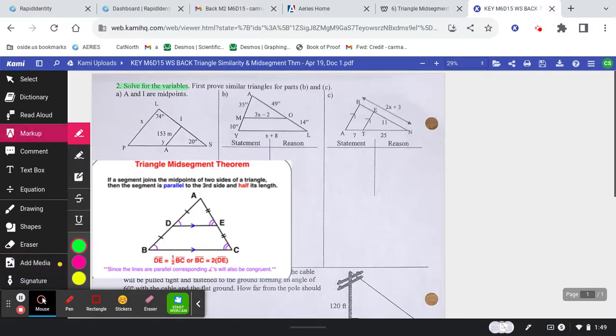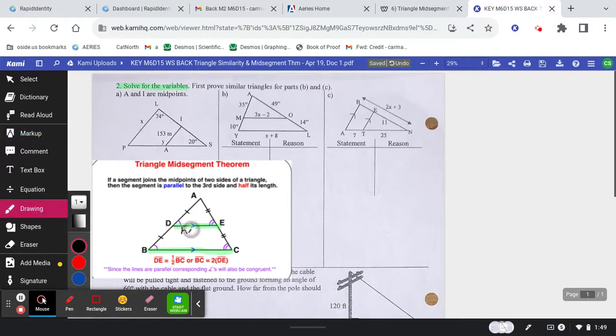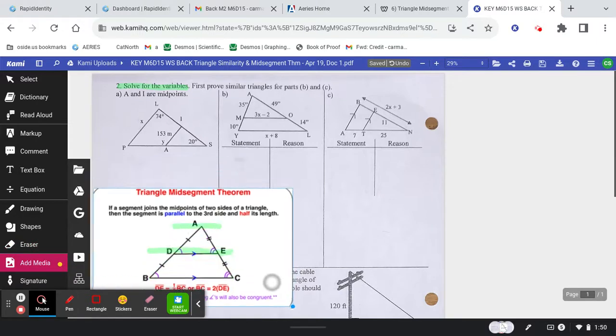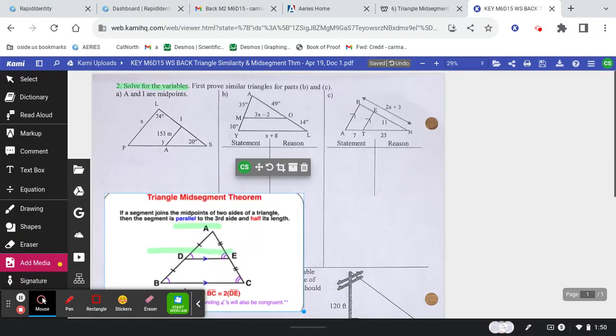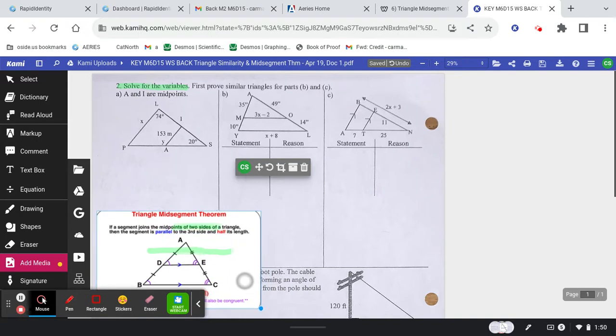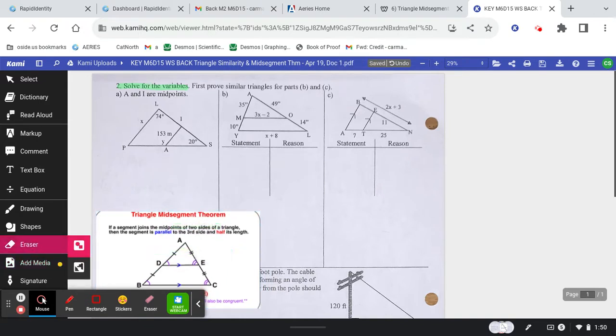It says that this middle line, if it is a mid-segment, halfway between each side, then it is parallel to the bottom side, and this line is half of the bottom side. So DE is half of BC. Okay, so we're going to use this relationship to solve for the variables up here. We need the parallels and we need to know about that half rule. Okay, so let's go see what we can figure out from this.